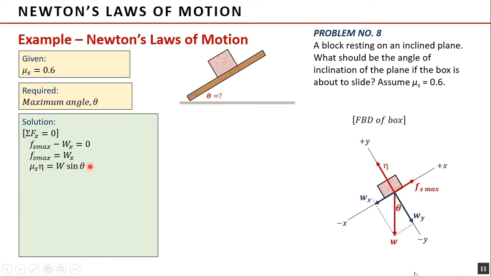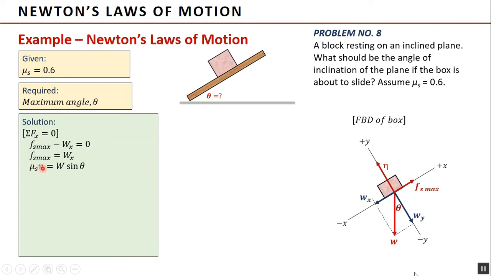Now look at this equation for a moment. Our goal is to solve for this angle. But the problem is that we do not know the normal force and the weight. It seems that we do not have enough information. We only have the coefficient of static friction, μs. So how do we solve this? This is the time to use our critical thinking.